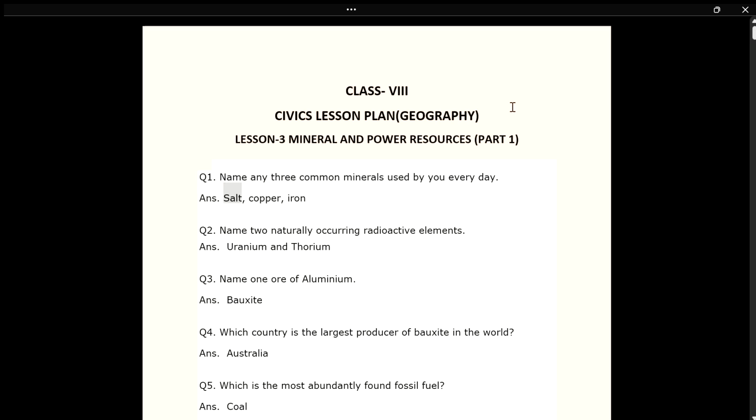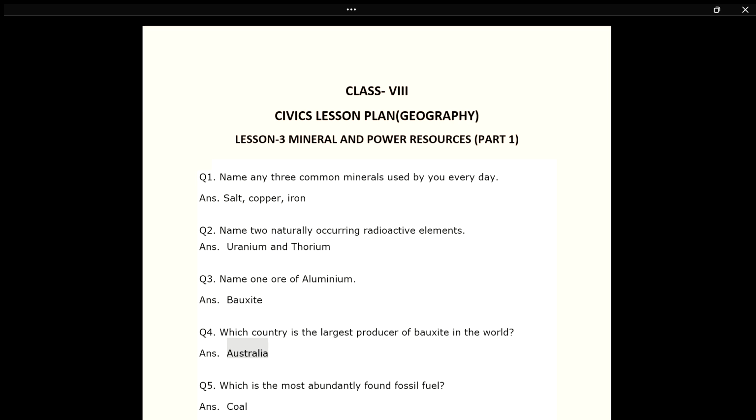Ans. Salt, copper, iron. Q2. Name 2 naturally occurring radioactive elements. Ans. Uranium and thorium. Q3. Name 1 ore of aluminium. Ans. Bauxite. Q4. Which country is the largest producer of bauxite in the world?